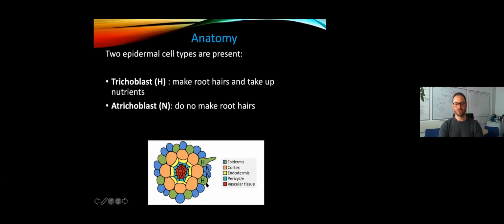This is a cross-section of a root, and you can see a hair coming out, and it's an H, and atrichoblasts are in blue, and they don't make hairs. So key differences between them is that these trichoblast cells are lying on top of two underlying cortical cells, whereas the atrichoblasts are just sitting on top of a single cortical cell, one in cross-section.